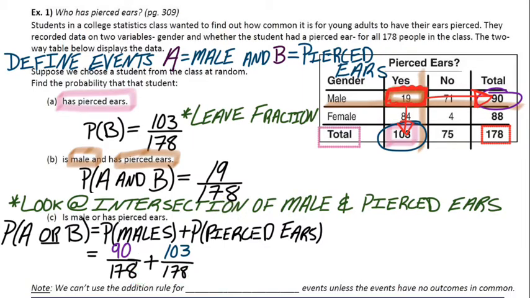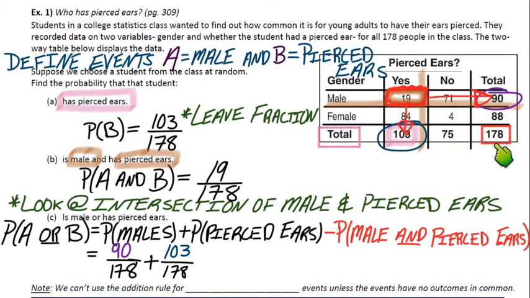So a really simple way to fix that, yes, let's add the males, yes, let's add the pierced ears, but then let's subtract the intersection. Let's subtract that 19 out of 178 so that we only count it once, because right now we're counting it twice. So minus 19 out of 178, so that we only count that 19 group once. Doing it the other way, we're obviously doing it wrong because we have a number bigger than 1, and we're counting that group twice. So our final answer here would be 174 out of 178.